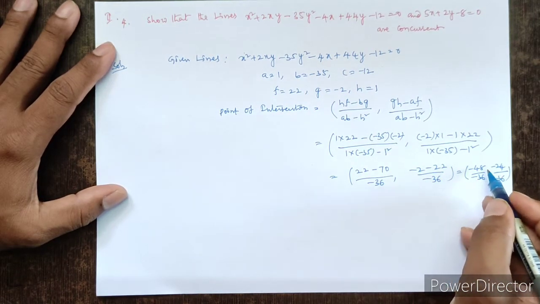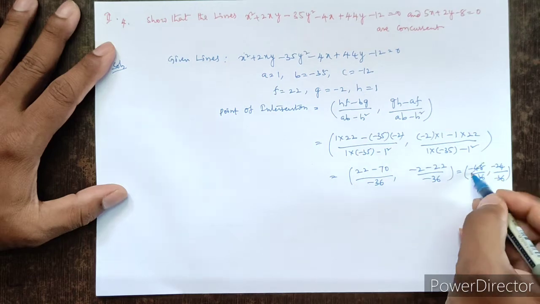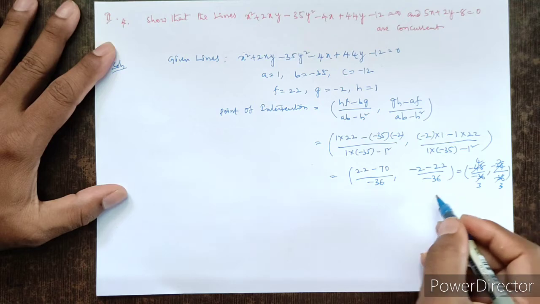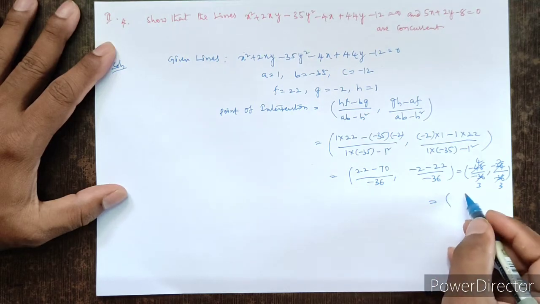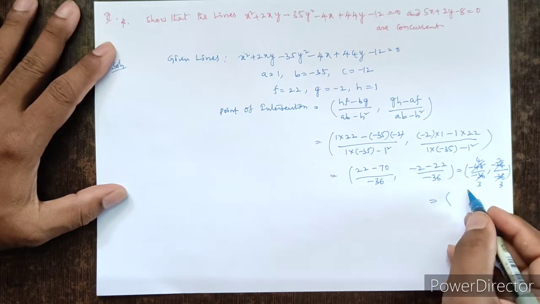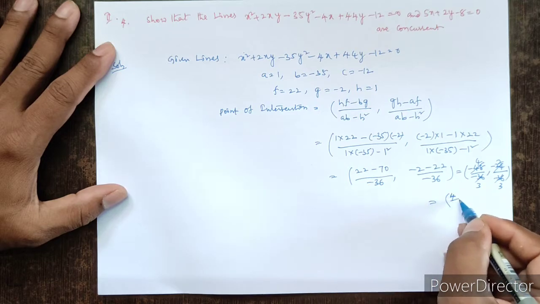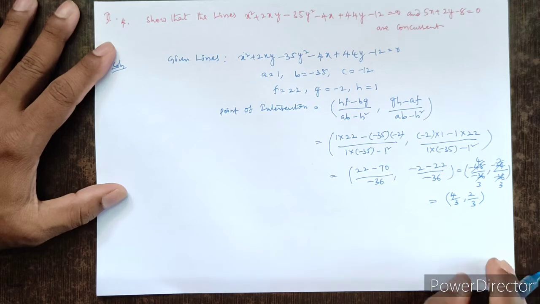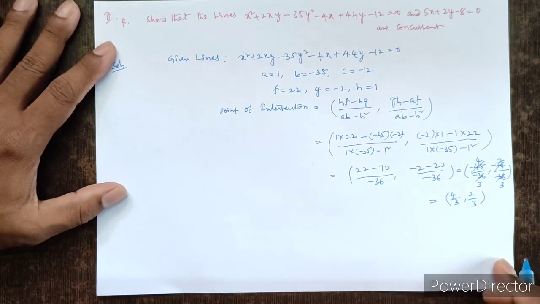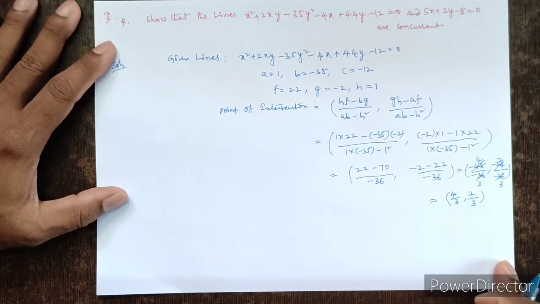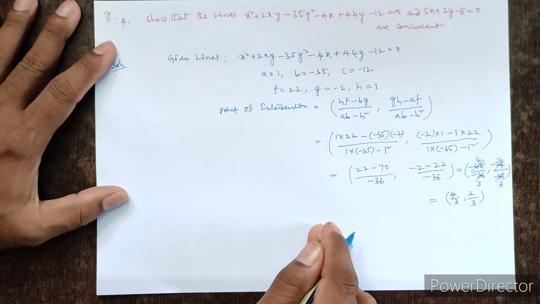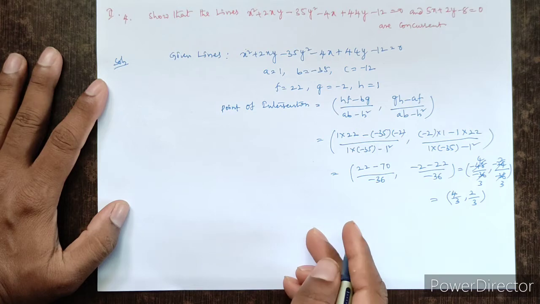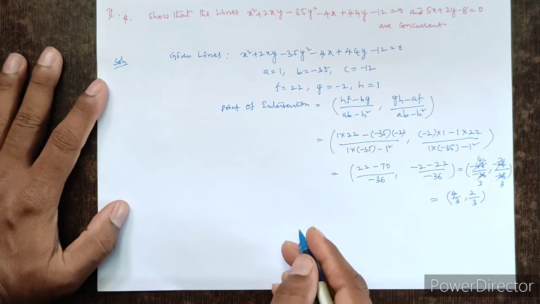So 12 4s, 12 3s, 12 2s, 12 3s. So therefore the point of intersection is, minus minus get cancelled, 4 by 3 comma 2 by 3, the point of intersection of the given pair of lines. So if this point is on the given line, then the given lines are concurrent.